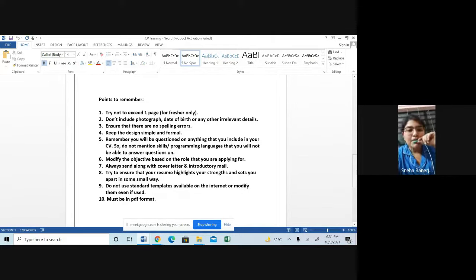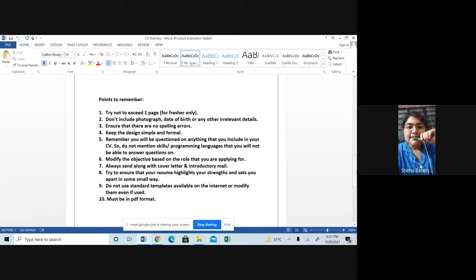The third thing is don't make any spelling errors. Spelling errors, silly mistakes, and mostly these are silly mistakes that you end up making. So don't do that. Your resume is done, just go through it properly once. Fourth, keep the design simple and formal. So yes, like I mentioned, keep it bold, underline. Don't use italics and all of that, keep it very formal.